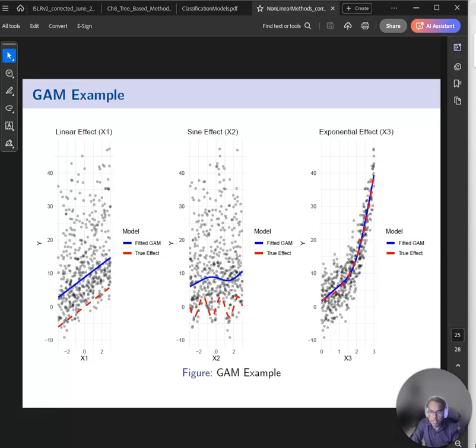Here's an example. This figure has three panels. We see the effect of x1, which follows a linear pattern. In the middle panel, we see the effect of x2, which follows a sine wave pattern. And in panel 3, we see the effect of x3, which follows an exponential pattern. Because we are taking a GAM approach, we are allowing each of these predictors to retain its own relationship, and we are able to see that separately without disturbing the relationship between the response variable and the other predictors.